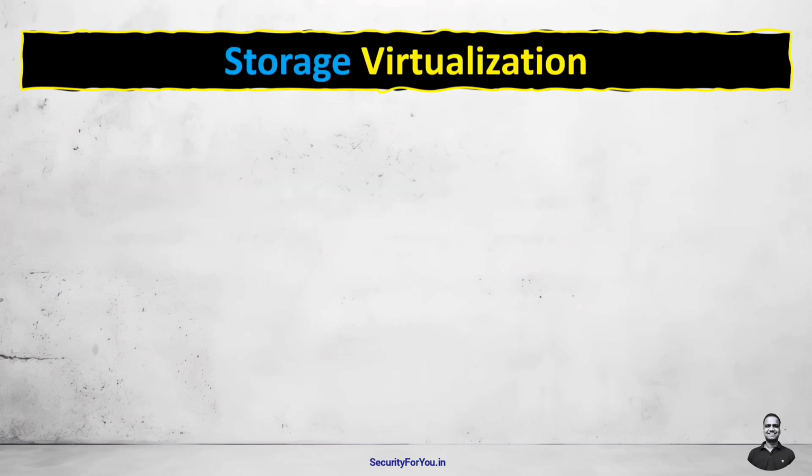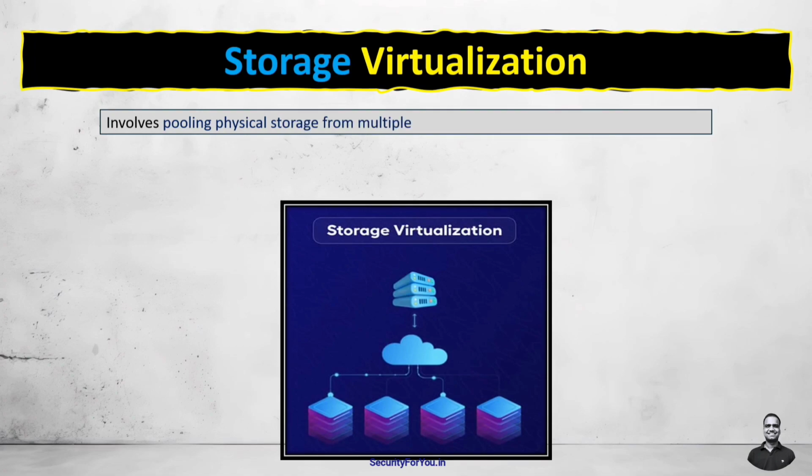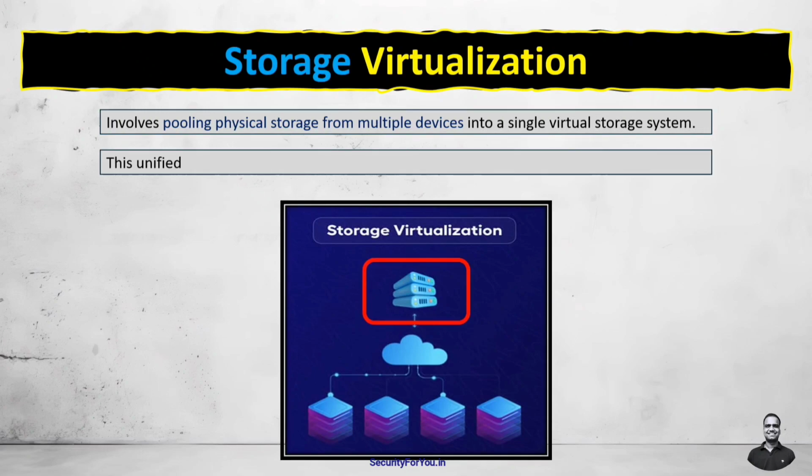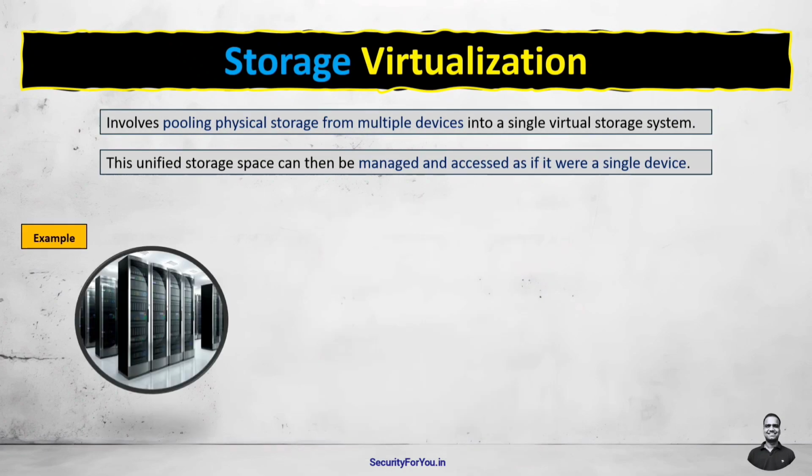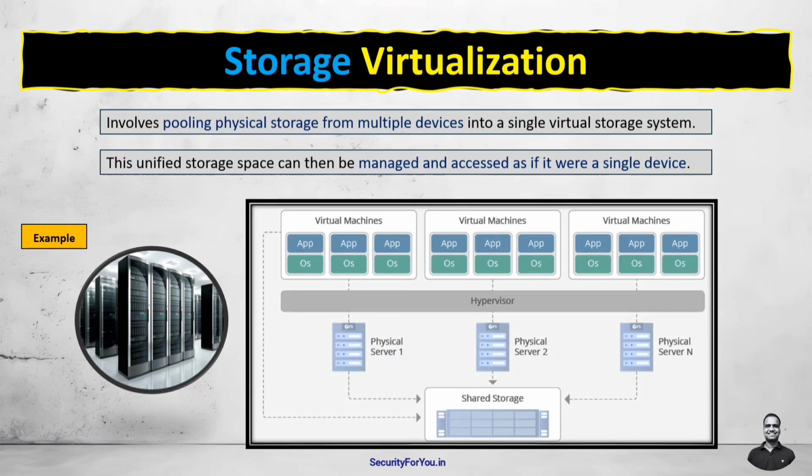So another method is storage virtualization. Storage virtualization involves pooling physical storage from multiple devices into a single virtual storage system. This unified storage space can then be managed and accessed as if it were a single device. A data center employs storage virtualization to manage its extensive storage resources. By virtualizing storage, the data center can easily allocate storage to different departments as needed, move data seamlessly between devices, and scale up storage capacity without disrupting operations, right?